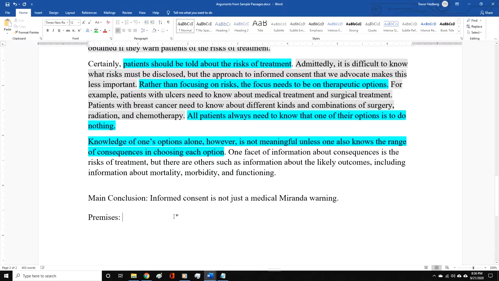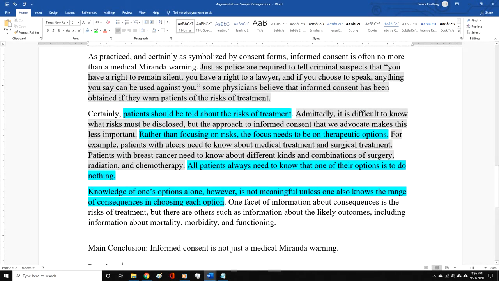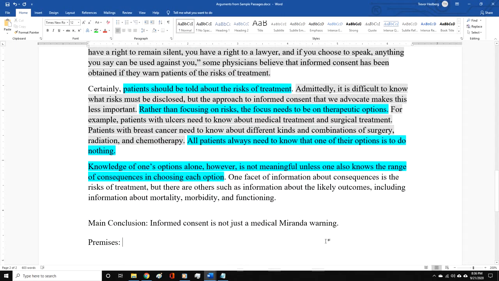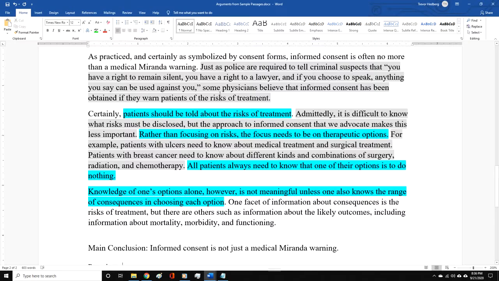Now, the other thing to point out here is you can always tweak your premises and conclusions as you reconstruct. It's not like once you write this down, it's written there forever and can never be changed. You can always tweak it if you think that it's not specific enough or that it's going in the wrong direction. So let's start with that, though. Informed consent's not just a medical Miranda warning. Now let's look at some of the pieces that we have.